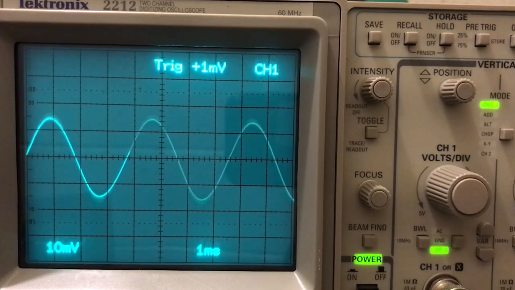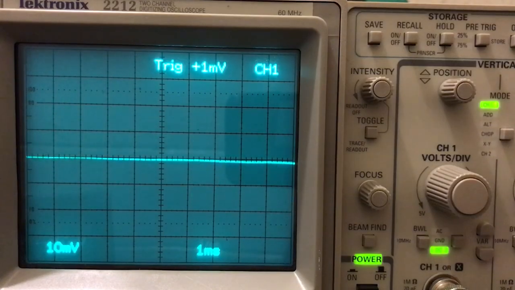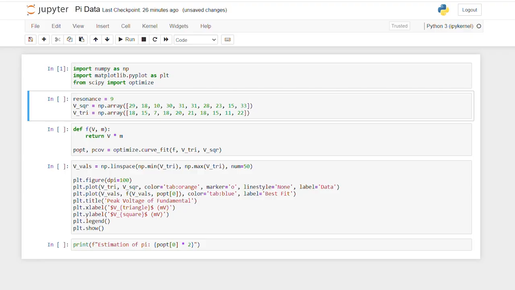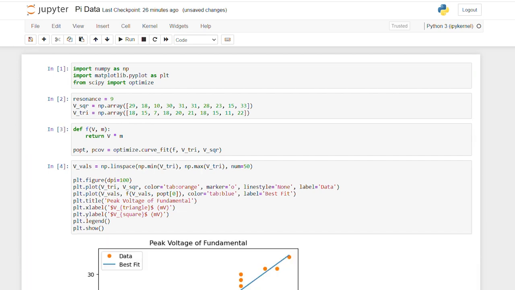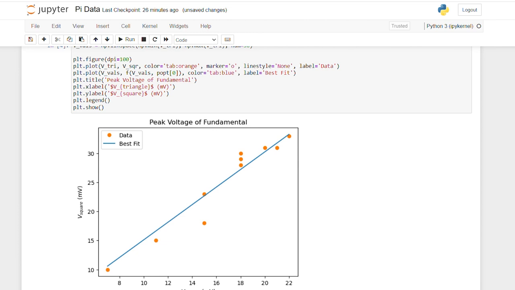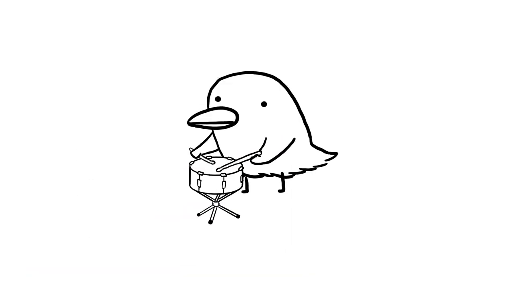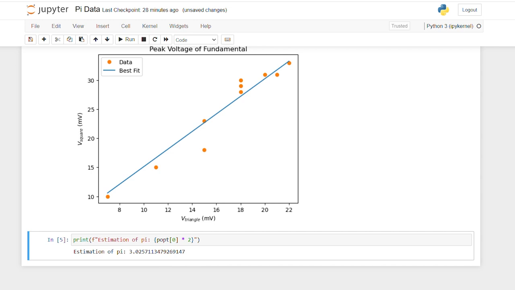The ratio of these two voltages should be pi over 2, but there is a lot of room for error, so I repeated this for a range of frequencies and resonances. Then I plotted it all and found the line of best fit. The slope should be pi over 2. So let's see what we get. With our understanding of 21st century mathematics, my synthesizer's estimation of pi is 3.0257. Yeah, we didn't even get a single decimal right.